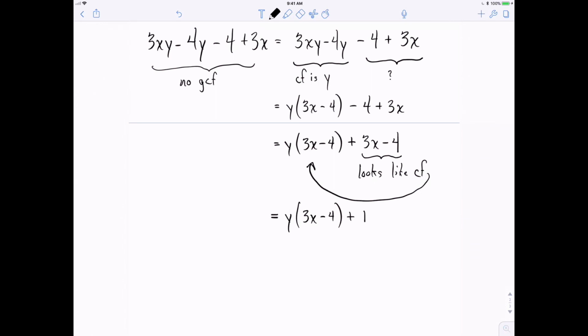Plus, if I factor a 1, this becomes 3x minus 4. Now, my greatest common factor is the entire piece, parenthesis, 3x minus 4, parenthesis. So if I factor that out, I now have 3x minus 4 times, I write what remains if the 3x minus 4 is removed, and it looks like I have a y plus 1. And that is how you factor by grouping.